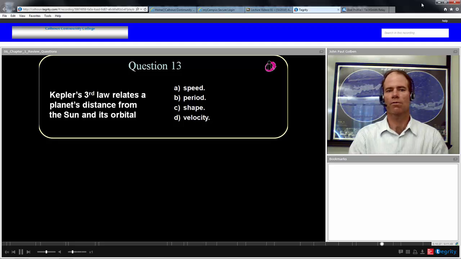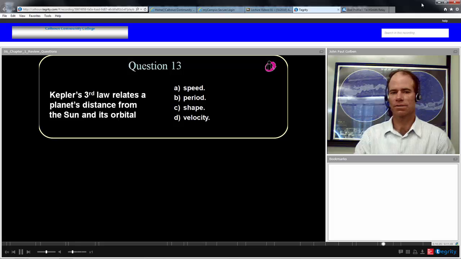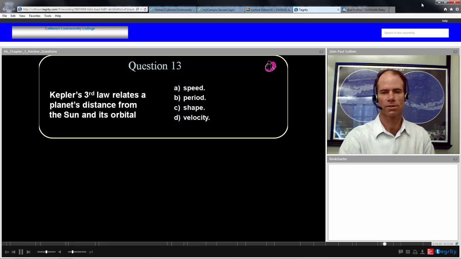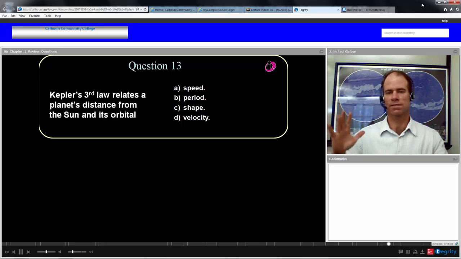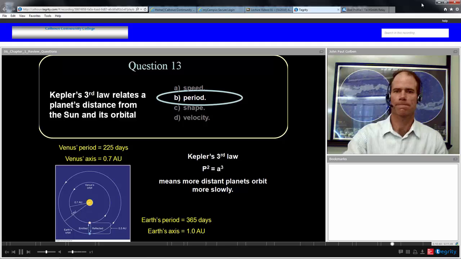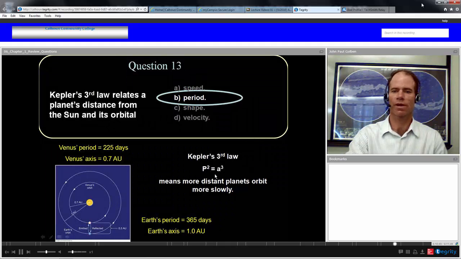Kepler's third law relates a planet's distance from the Sun and its orbital period. This is question number 13. Well, the third law relates the time it takes for a planet to go around the Sun to its distance from the Sun. So it relates a planet's distance from the Sun to its orbital period. And in fact, the period of time squared is related to the distance from the Sun cubed.